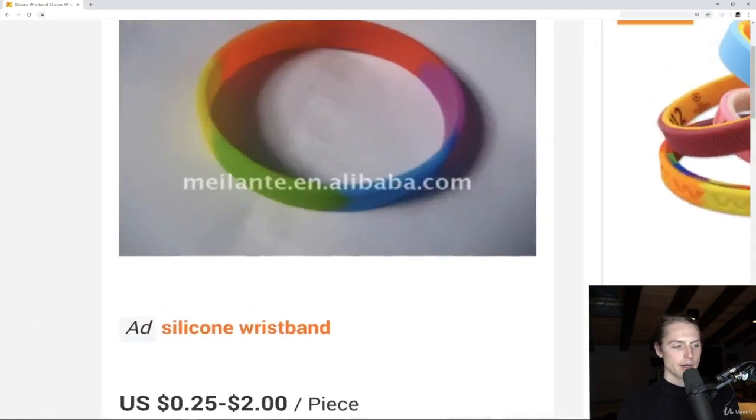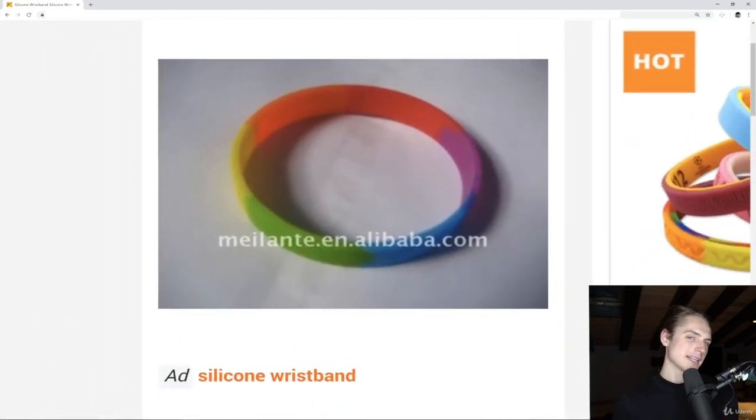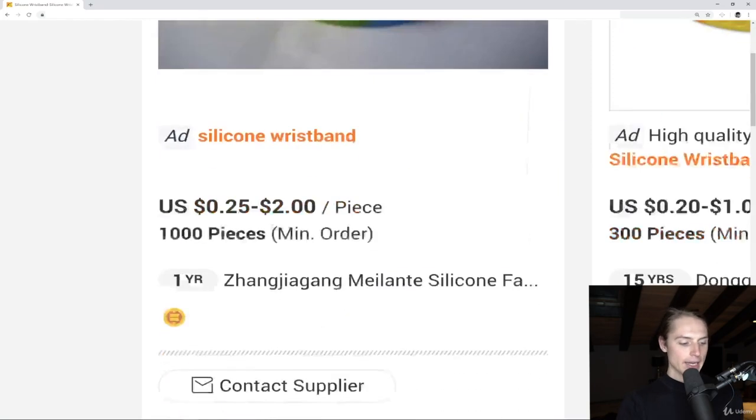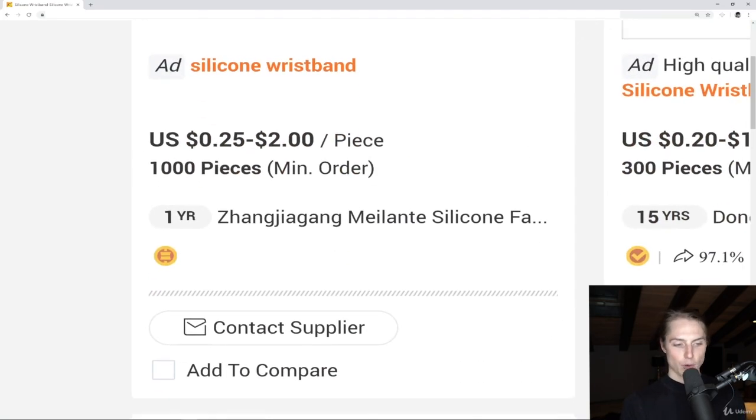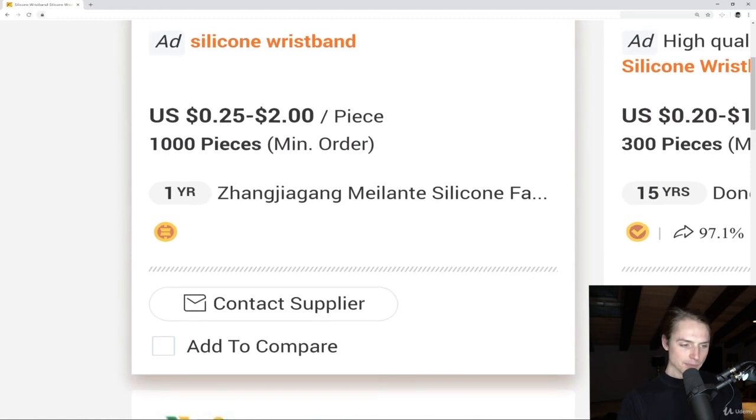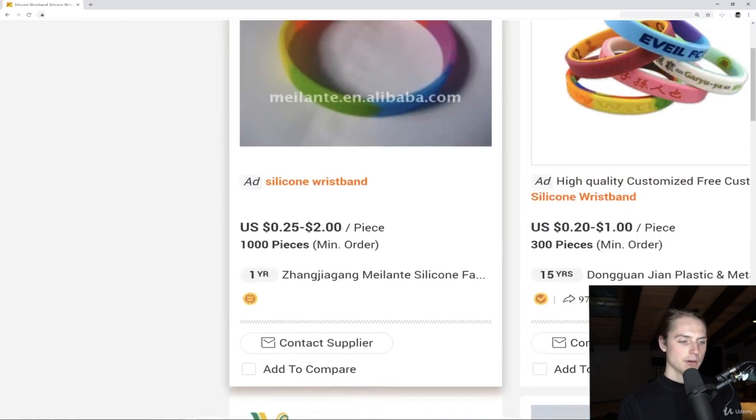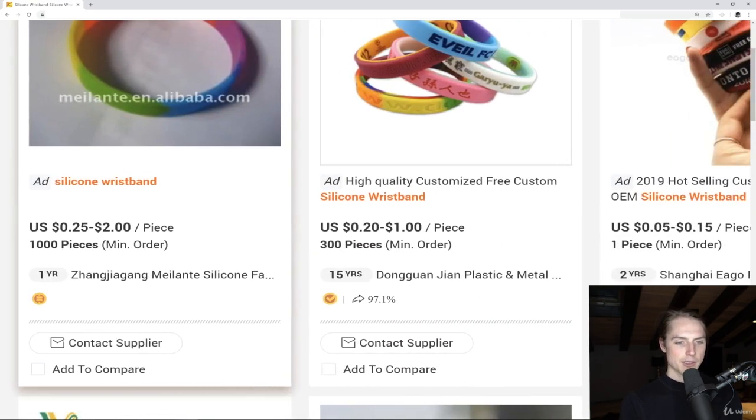So this one, obviously, I don't think would be a good idea. If they're not even going to put time into their image, that's probably a good representation of how they will be to do business with. All right. And if we take a look at this, they've only been on here for 1 year, so not the most trustworthy person. And their price is up to $2. It's very high, and they have a high MOQ. Don't know that I would go with that supplier.